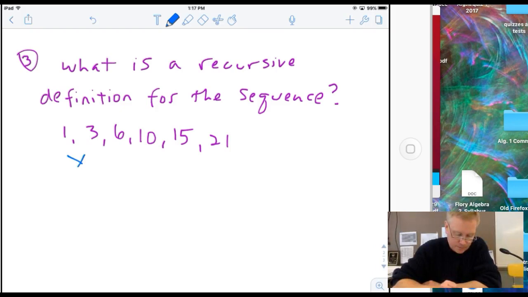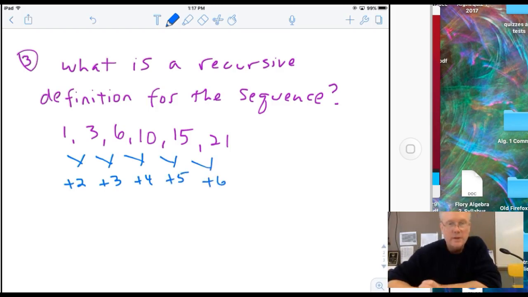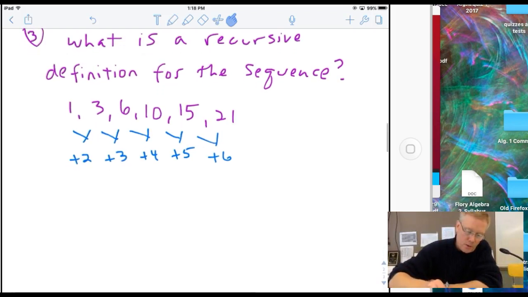where, if I'm looking at what's the pattern here, to go from 1 to 3, I add 2. To go from 3 to 6, I add 3. To go from 6 to 10, I add 4. 10 to 15 is 5. So there's definitely a pattern here. It's a pretty easy one, right? I'm adding all the numbers up, add 2 plus 3 plus 4 plus 5. Which means, this is the recursive.